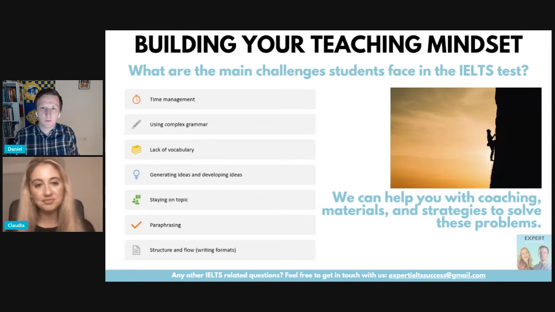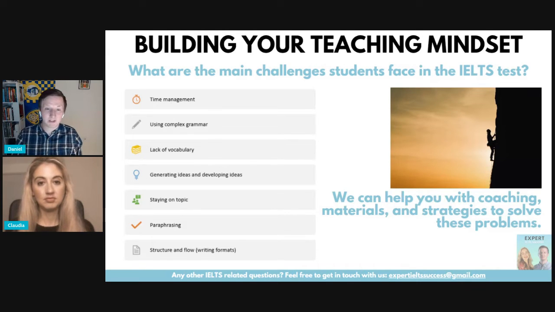Absolutely. And again, we've taken all of our knowledge and experience. We've tried to simplify this into just some simple steps that we can follow. And these are things that we can help you with, with coaching materials and strategies so that students are prepared. They can write to the correct standard. They can speak to the correct standard. They can achieve their goals. This is what it's all about.